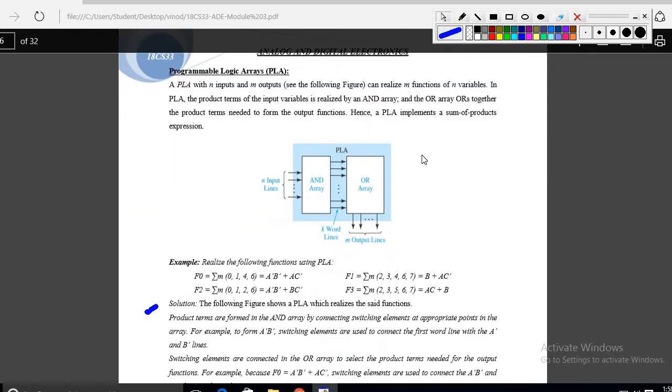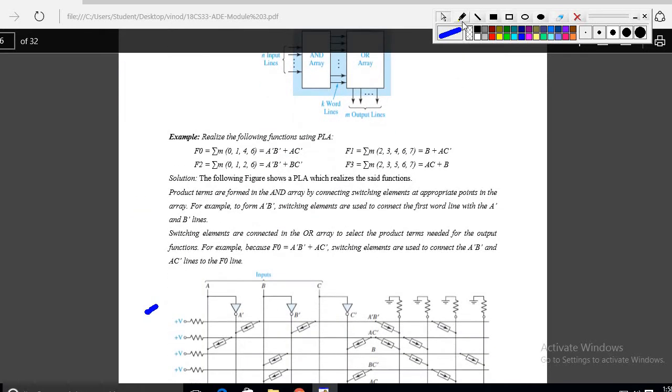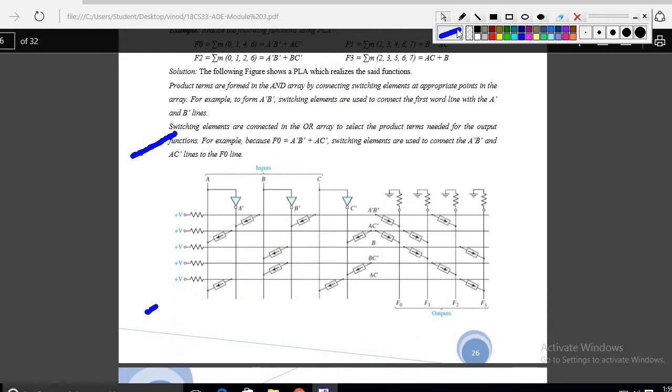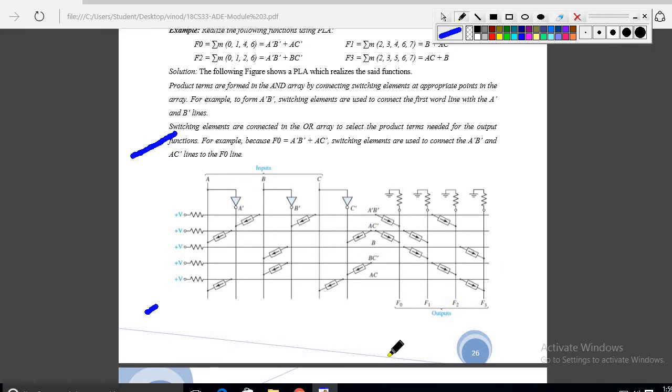See here, realize the following functions using a PLA. The equations f0, f1, f2, f3 are mentioned here. What is the solution for this? First we have to draw the PLA structure, and after that the PLA table. This is the internal structure of the PLA. It is not required for your examination, just remember these things. But the next diagram is what you have to write.